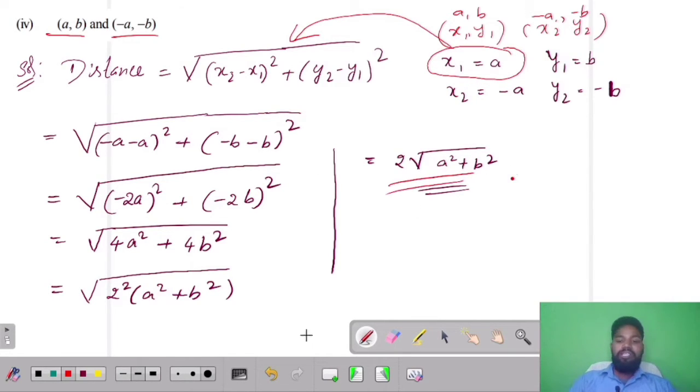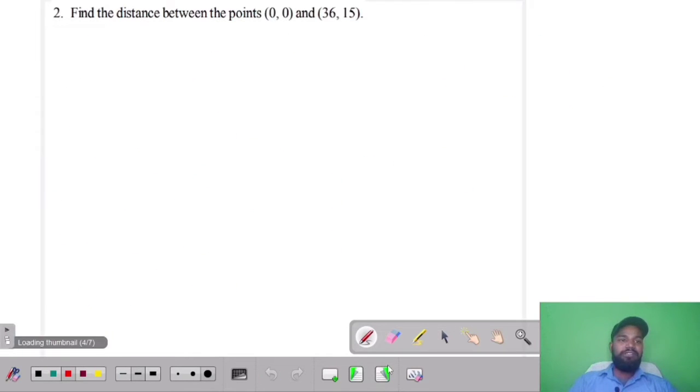Okay, so next, moving to the next problem, that is the second bit. Second bit is very easy. Find the distance between the 2 points, that is 0 comma 0 and 36 comma 15. What is the difference between the previous problems and this problem? The difference is that the origin is given. So what is meant by origin? The point 0 comma 0 is nothing but the origin.